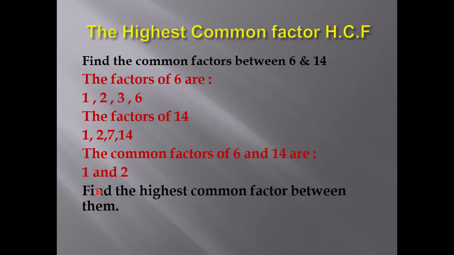Okay, now let's find the highest common factor, the highest number from 1 and 2. So the highest number here is 2. So the highest common factor between 6 and 14 is 2.